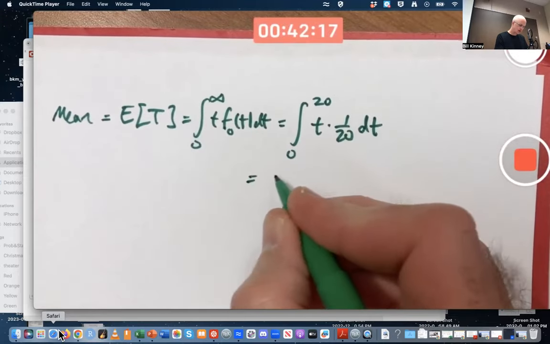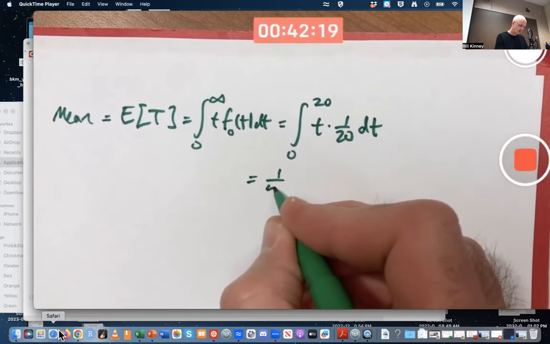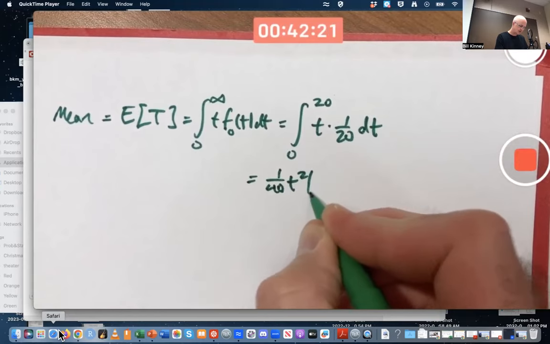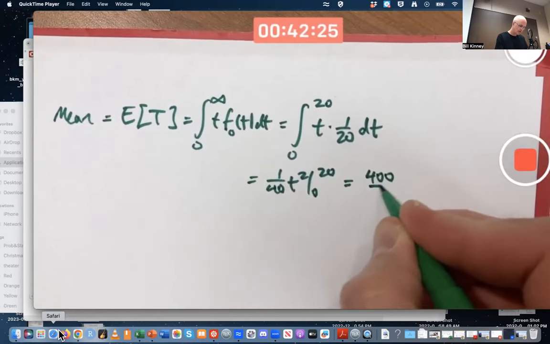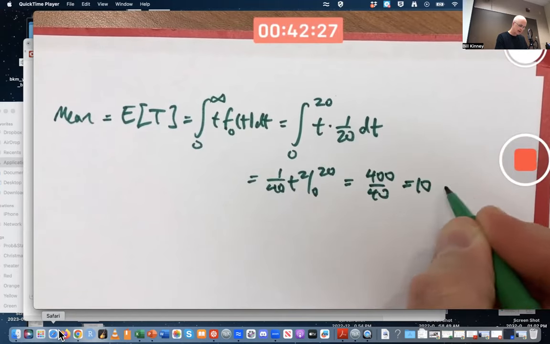Do this integral, we'll get what? 1/40th t squared going from 0 to 20. And yes, 20 squared is 400. The mean is 10 years, like we already knew.